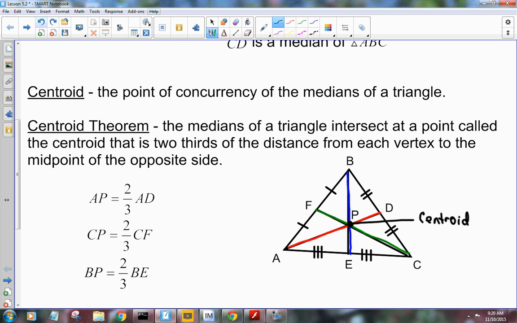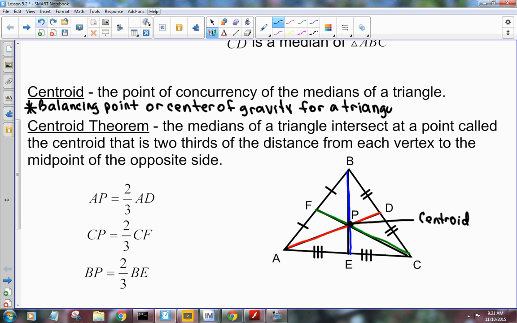Now, the centroid of a triangle is the center of gravity of that triangle. It is the balancing point or the center of gravity for a triangular region.